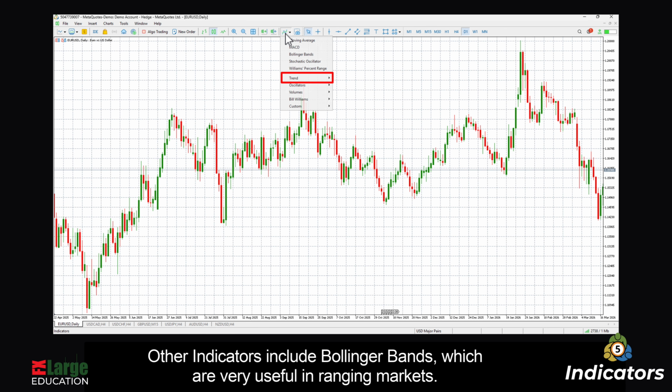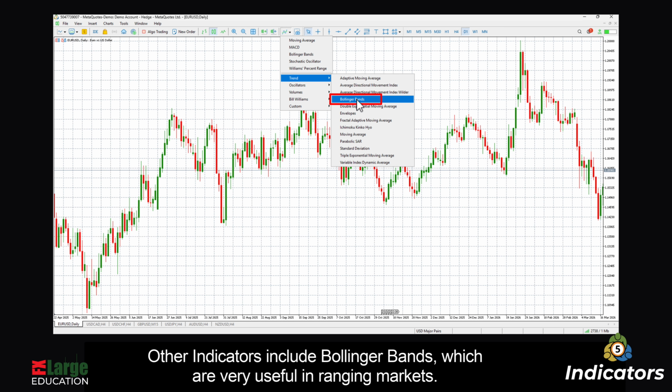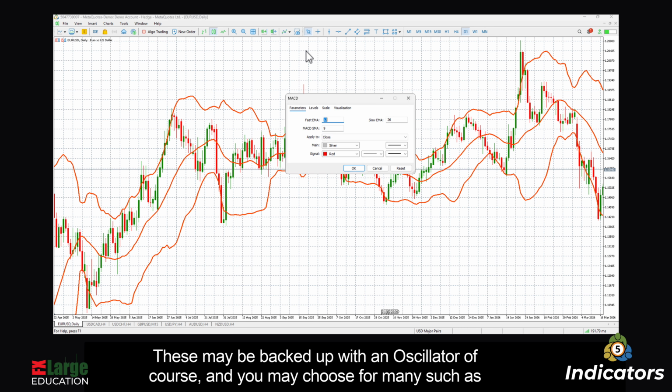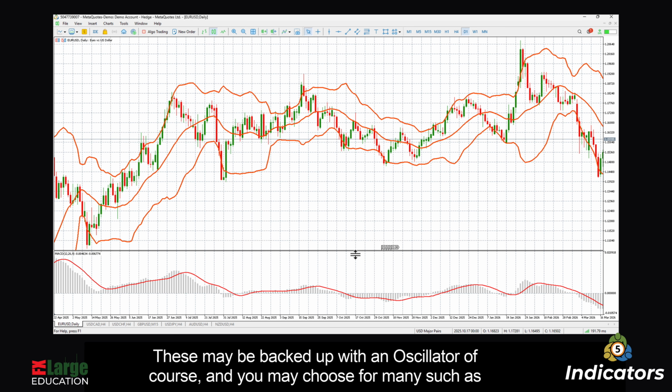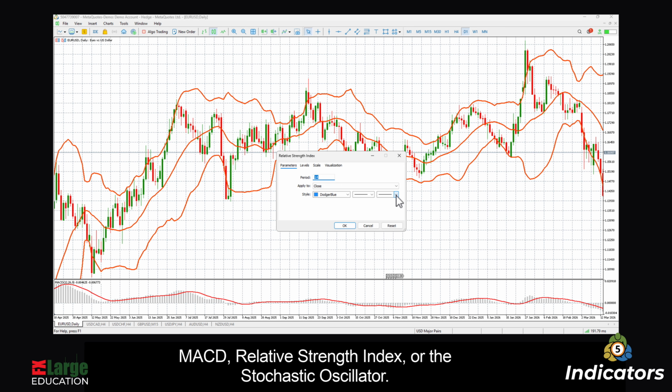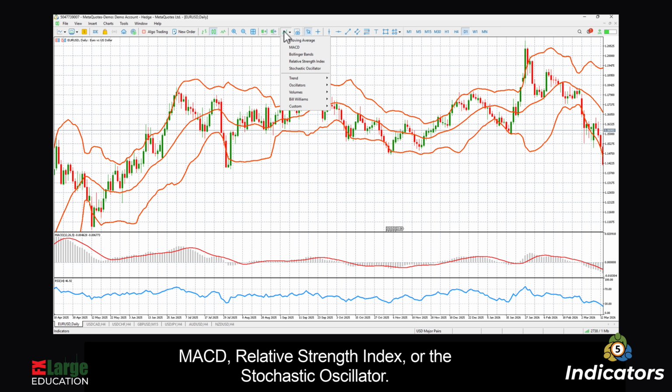Other indicators include Bollinger Bands, which are very useful in ranging markets. These may be backed up with an oscillator, of course, and you may choose from many such as MACD, Relative Strength Index, or the stochastic oscillator.